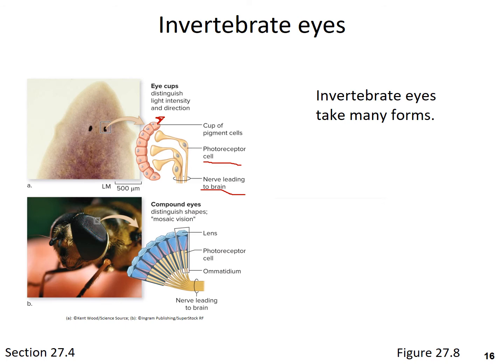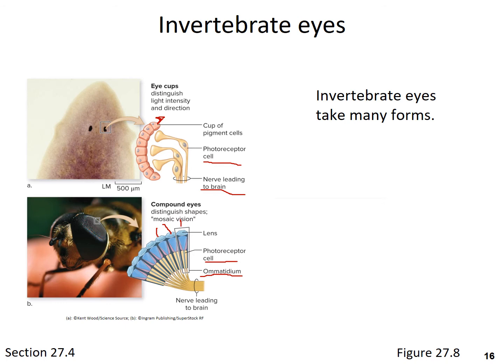So compound eyes are going to distinguish shapes, and this is sometimes called mosaic vision. What I want you to notice here is that you've got multiple lenses, like here and here and here. So you don't have just one giant lens like what you've got in our eye. You've got a lot of different lenses, and each lens is associated with one photoreceptor cell. Now these lead into a structure called the ommatidium, which joins all of these images and then sends them into the nerve leading to the brain.